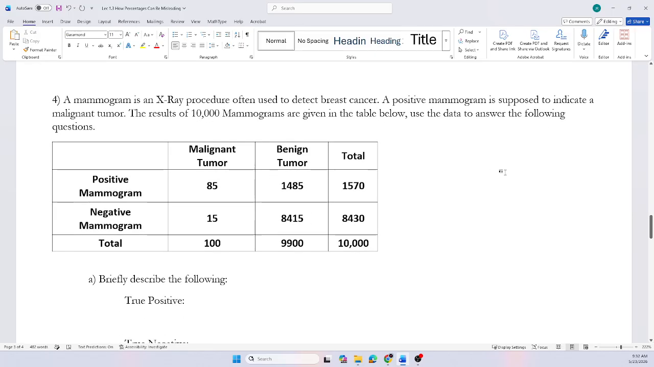So this data is a few years old. We got it from an old textbook. I'll actually say it's a little over 10 years old, but we'll run with it. A mammogram is an X-ray procedure used to detect breast cancer. A positive mammogram is supposed to indicate a malignant tumor. The results of 10,000 mammograms are given in the table below. Use the data to answer the following questions.